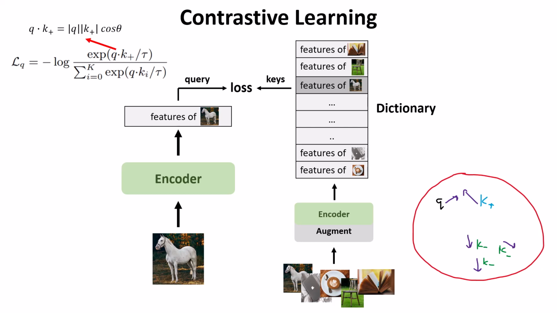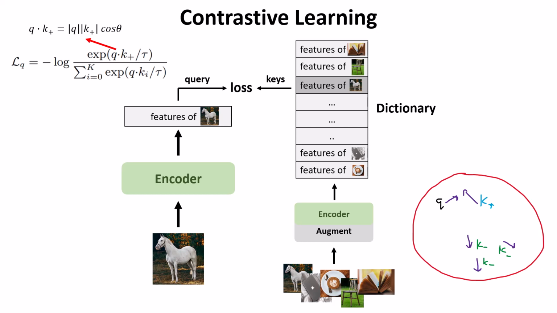The denominator is for all the negative keys. And we also have a dot product, and for minimizing that, we want to make this cosine to be -1. In other words, make the angle 180 degrees, which makes them point in an opposite direction. In other words, we want to push them away.